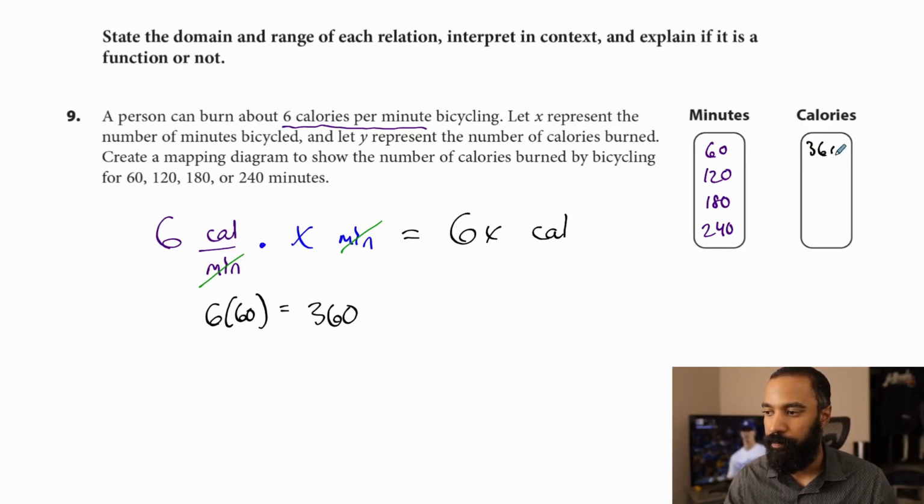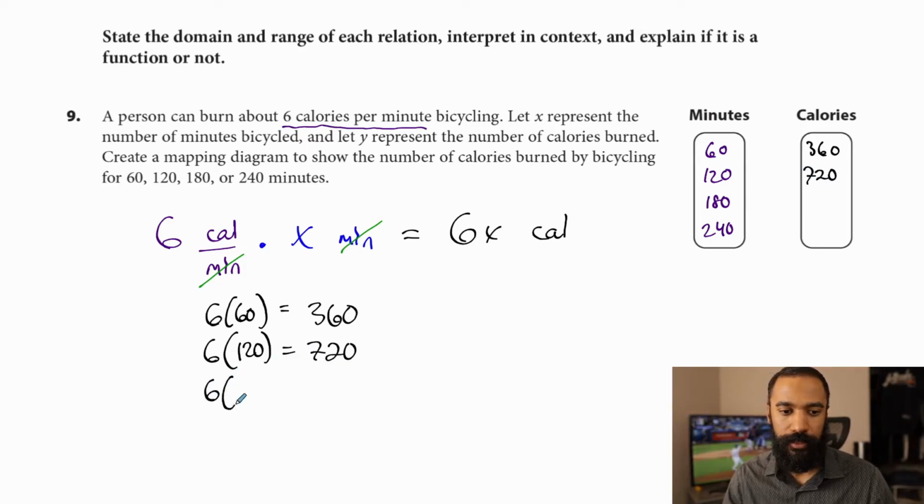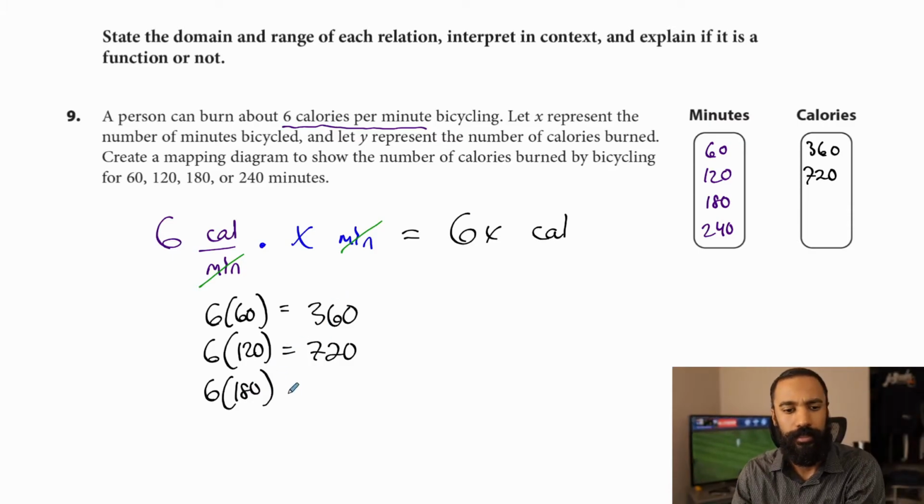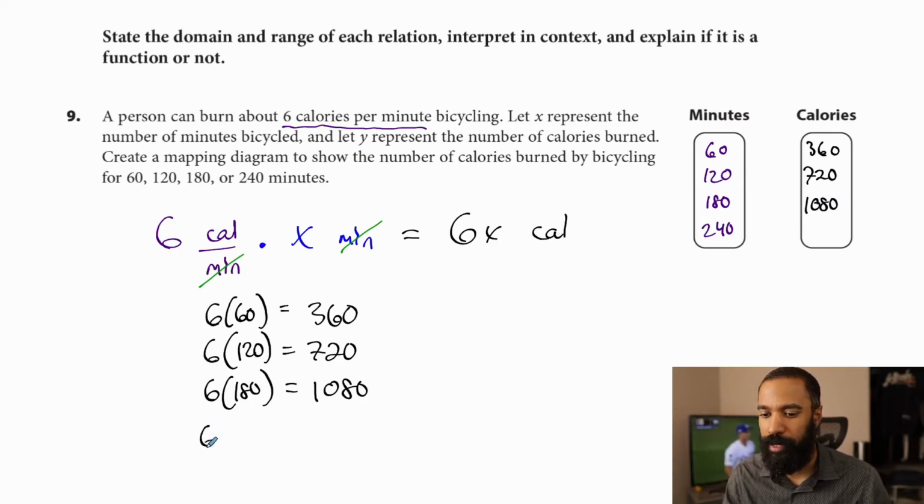Let's do it in black. After 120 minutes, that's gonna be 720 calories burned. So that's 720. After 180 minutes, that is 1080 calories burned. And after 240 minutes, that is 1440 calories burned.